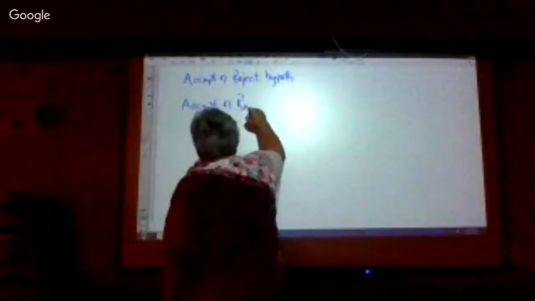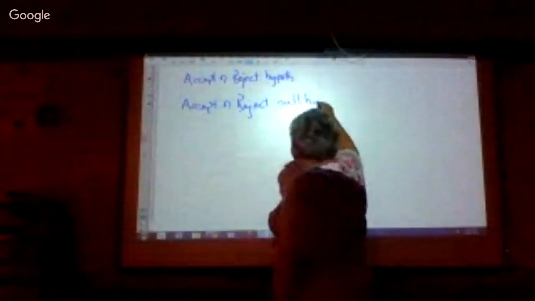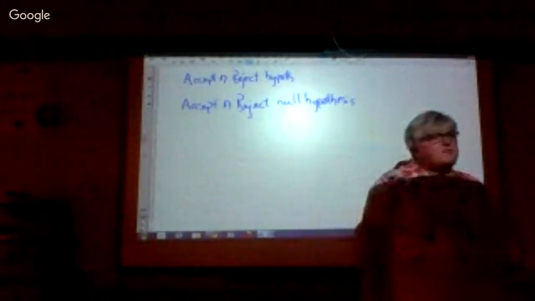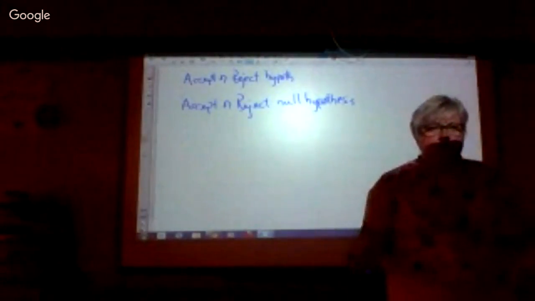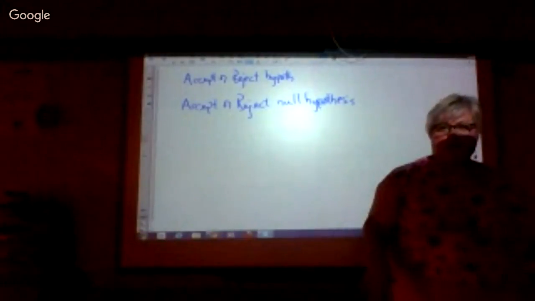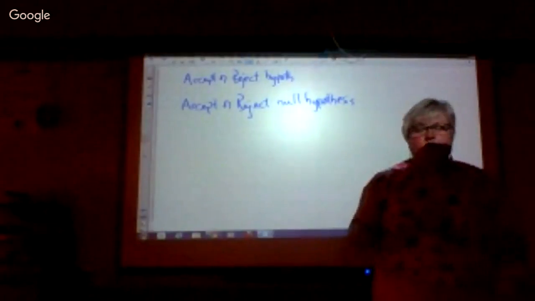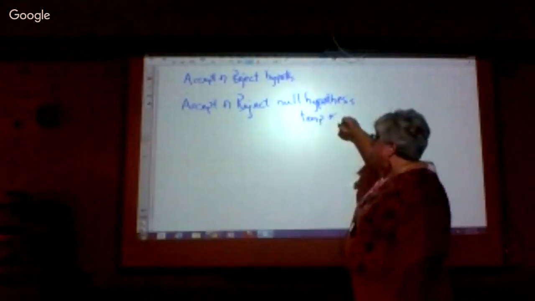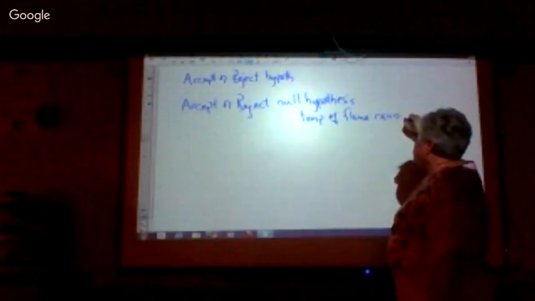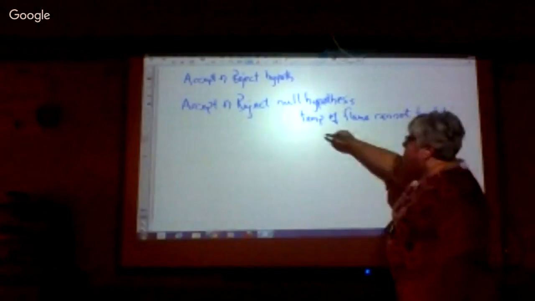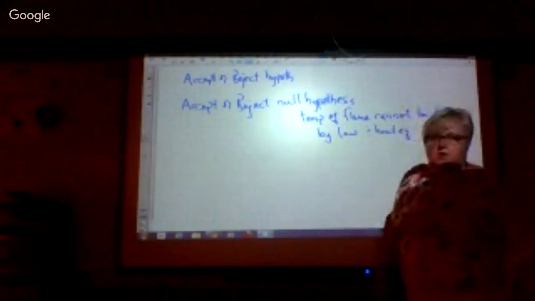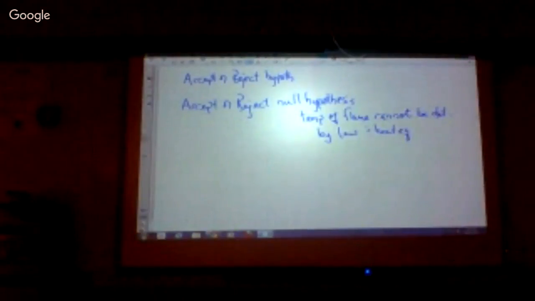Last, you want to accept or reject what is called the null hypothesis. That is N-U-L-L. What the null hypothesis basically says is that if you change a condition, nothing's going to change. It's just going to stay the same. So in this case, our null hypothesis would say that the temperature of the flame cannot be determined by the law of conservation of energy and the heat equation. So basically that is what your null hypothesis would be.